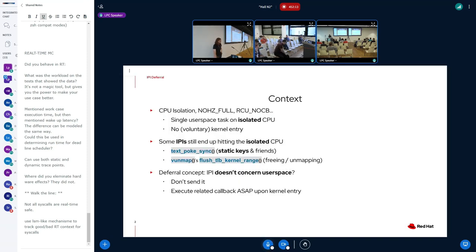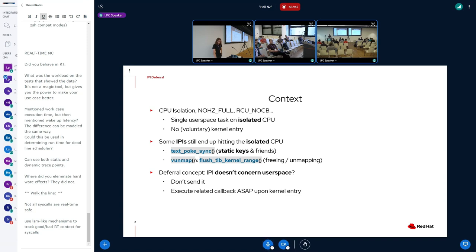So the nice thing is, Leonardo kind of touched on it, at least for the context I'm interested in, which is CPU isolation, no heads full, assume no callback, the whole shebang. And the idea is you have a single user space task on one of those isolated CPUs, and it doesn't really want to enter the kernel, at least not voluntarily. So it could be your vCPU thread, it could be DPDK style packet processing. Really, it's full user space, and as long as it doesn't get interrupted, it's going to stay in user space.